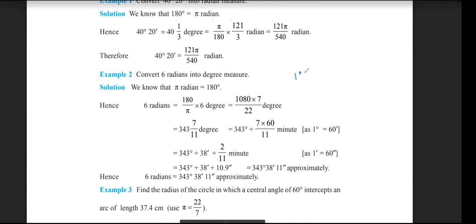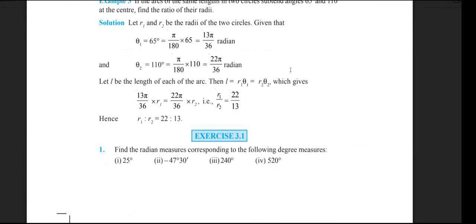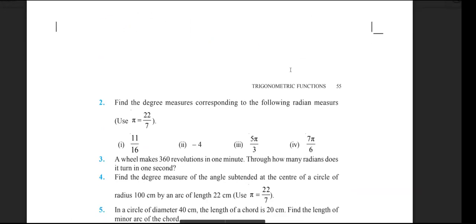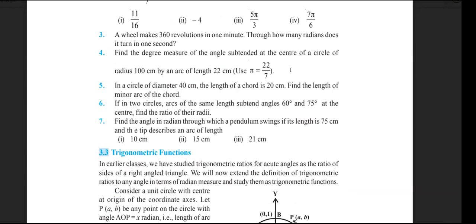We know that 1 degree is equal to 60 minutes. This is not the time minute, this is the degree minute, okay? And 1 minute is equal to 60 seconds. This conversion is a unitary method, we will not do it. Okay, we'll ditch it. So for 3.1, you can do questions from question number 2; 2 to 7 will be done easily.